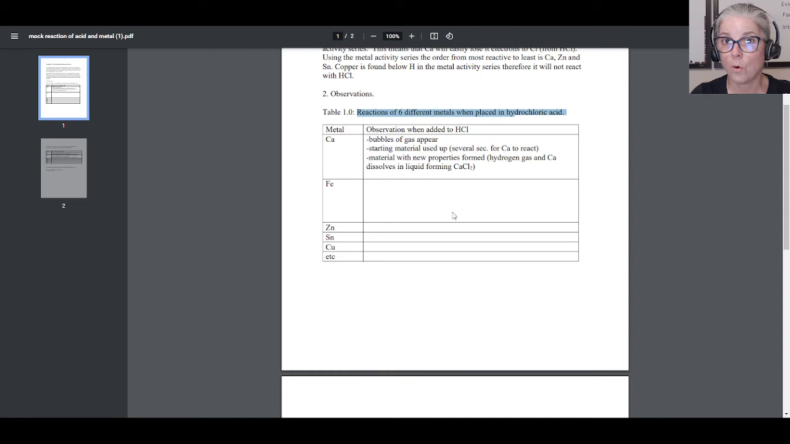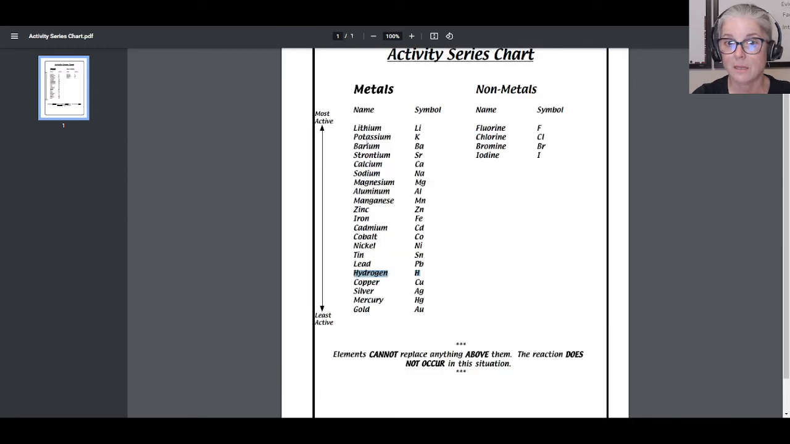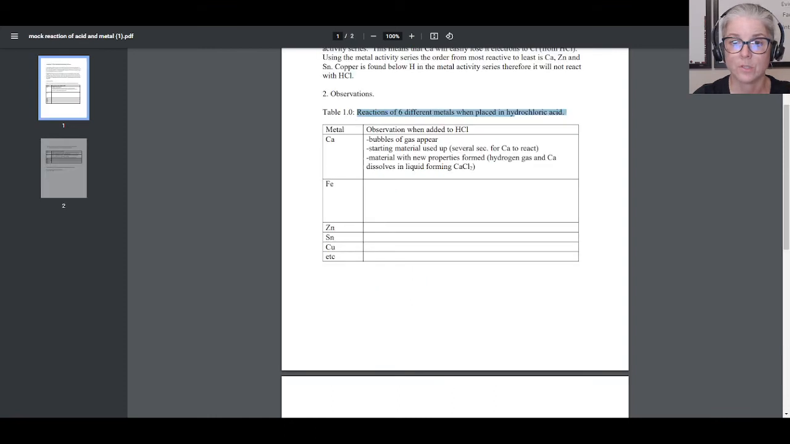Remember for a level 4, in one of those criteria, you need to go and research another metal that reacts. So that could be any of these metals up here, whoops, that is not one that you did. There's a good hint for you. So you can see that I did calcium. Calcium actually is a pretty good reaction, truthfully. Bubbles of gas appear, starting materials used up, material with new properties form.